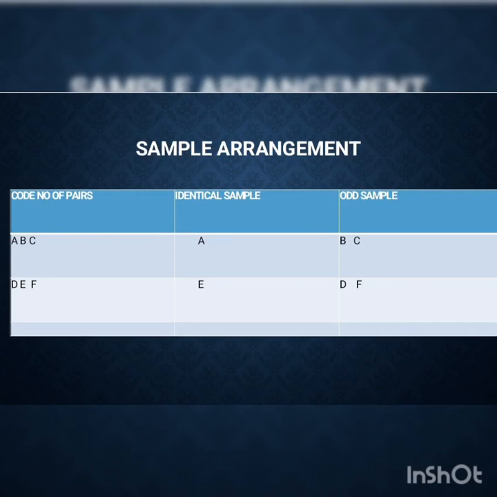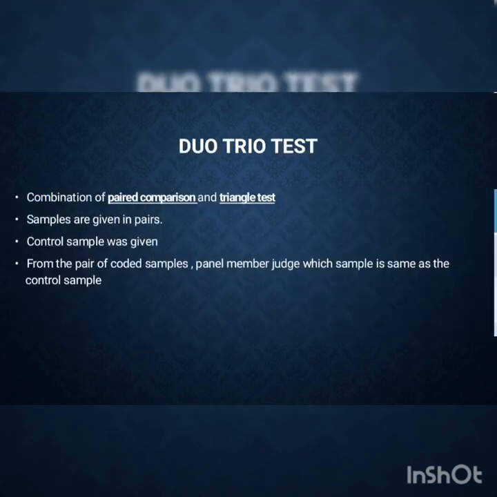So in sample arrangement, there are coded numbers of pairs, an identical sample and an odd sample. It will be judged by the panel member. If A, B, C, where A and C are identical and B is the odd sample, the odd sample will be the judgment given by the panel member.